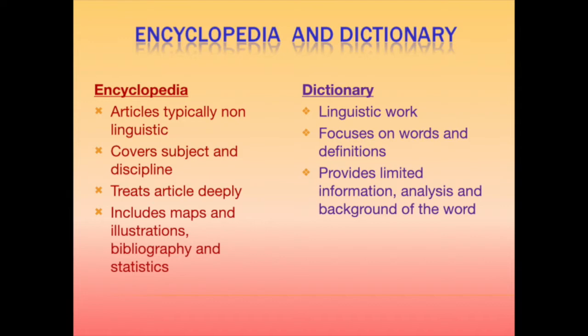Historically, both encyclopedias and dictionaries have been researched and written by well-educated, well-informed content experts, but they are significantly different in structure. A dictionary is a linguistic work which primarily focuses on alphabetical listing of words and their definitions. Synonymous words and those related by the subject matter are to be found scattered around a dictionary, giving no obvious place for in-depth treatment. Thus, a dictionary typically provides limited information, analysis, or background for the word defined.